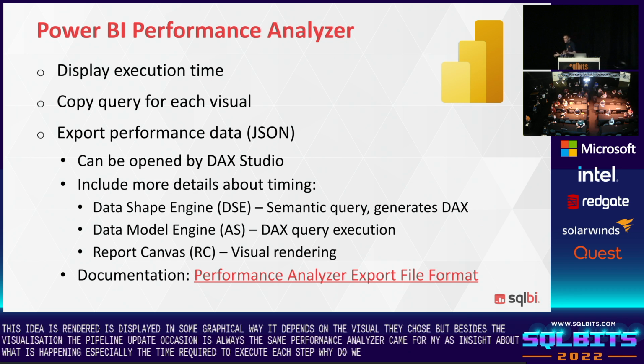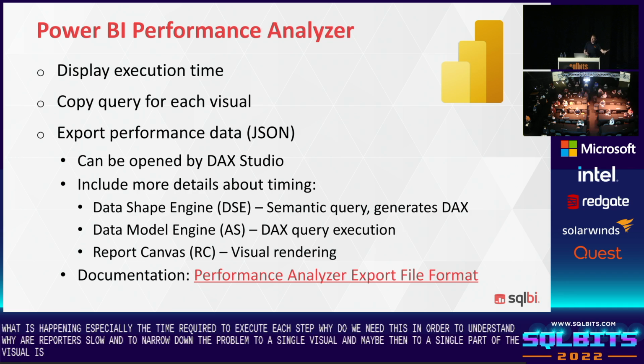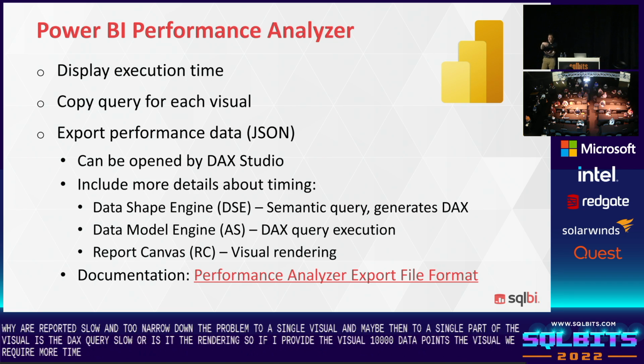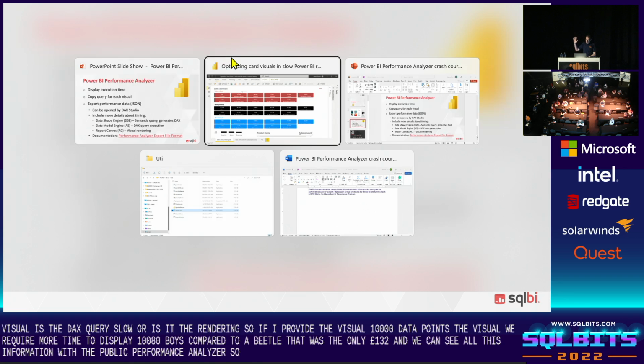Why do we need this? In order to understand why a report is slow and to narrow down the problem to a single visual and maybe then to a single part of the visual. Is it the DAX query slow or is it the rendering slow? If I provide to the visual 10,000 data points, the visual will require more time to display 10,000 data points compared to a visual that receives only 100 data points. And we can see all this information with a Power BI Performance Analyzer. So let's go to the demo.